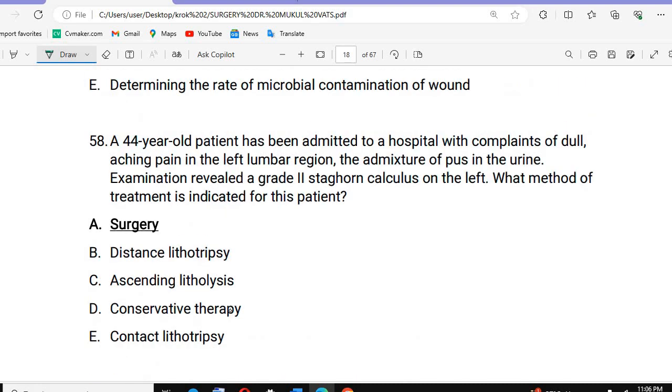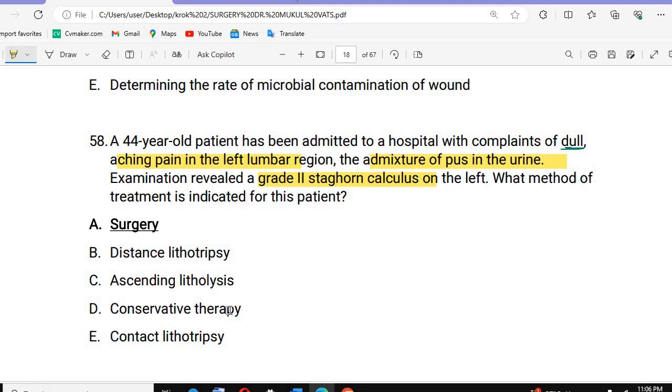A 44-year-old patient is admitted to hospital with a complaint of dull aching pain in the left lumbar region, admixture of pus in the urine. Examination revealed a grade 2 staghorn calculus on the left. What method of treatment is indicated in these patients? If you see a staghorn calculus, the treatment is always surgery.